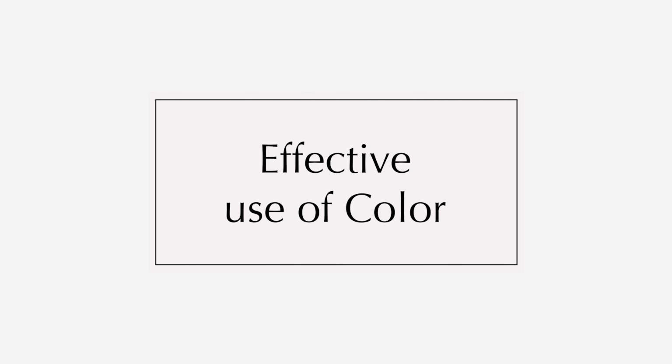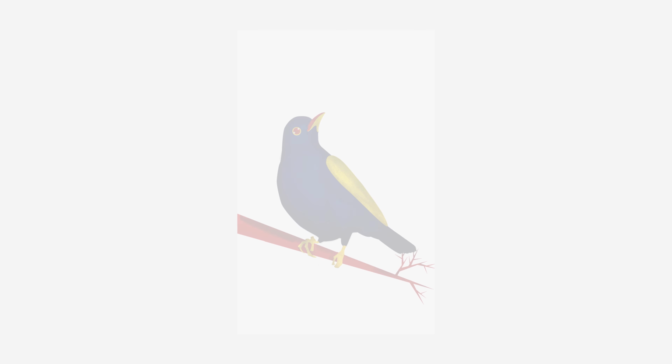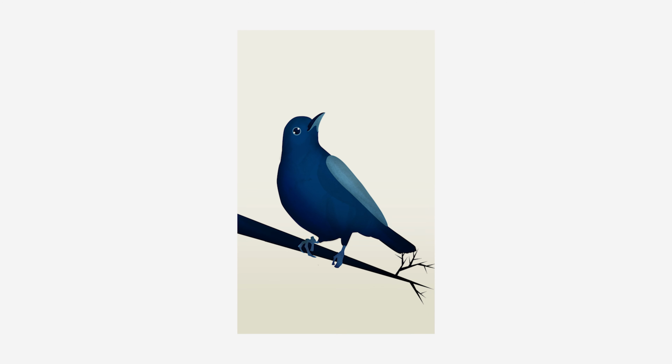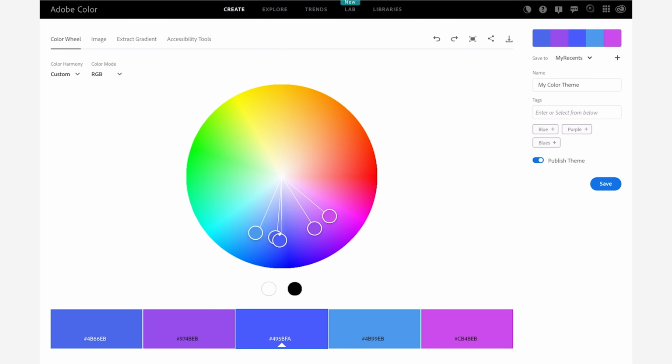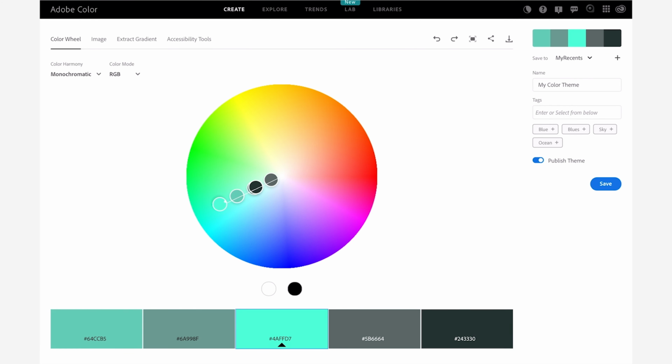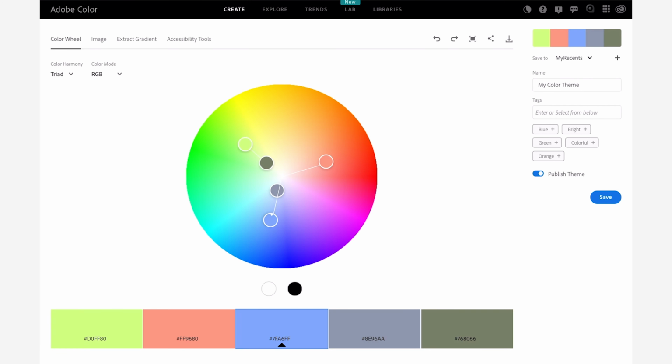So here are some tips for effective color use. The number one rule is practice, practice, and practice. We become masters of what we practice the most. So start with a limited color palette, 3 to 5 colors, and try to understand their interactions.